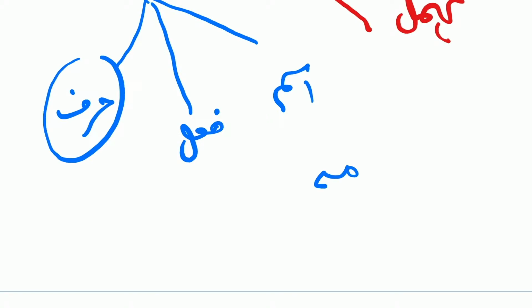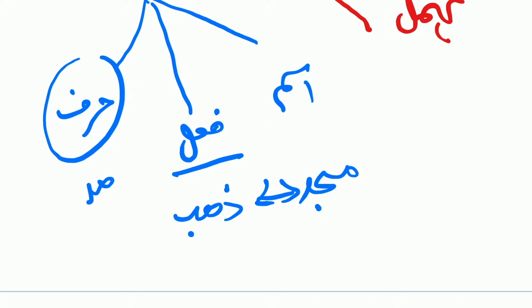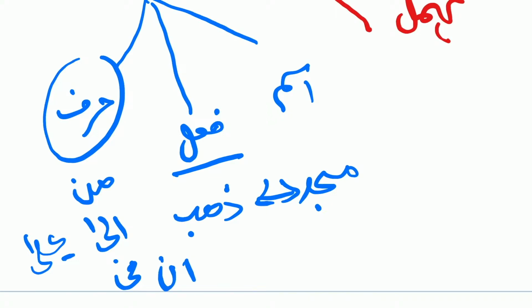So what is ism? For example, masjid is ism. What is fi'l? For example, you say zahaba, he left. And harf is what? The small kalima, the small words which join them together, like min, ila, ala, fi, inna. These small things which connect the ism and fi'l together are called harf.